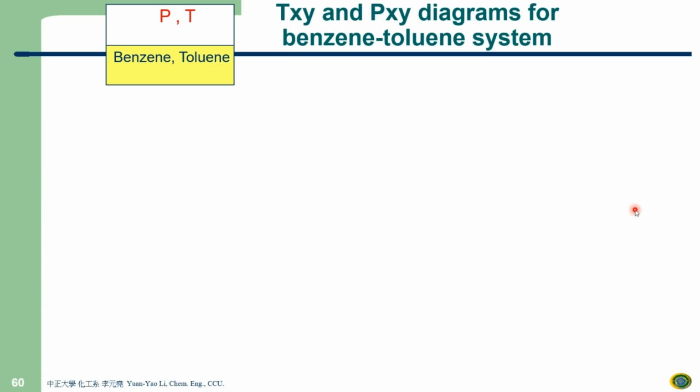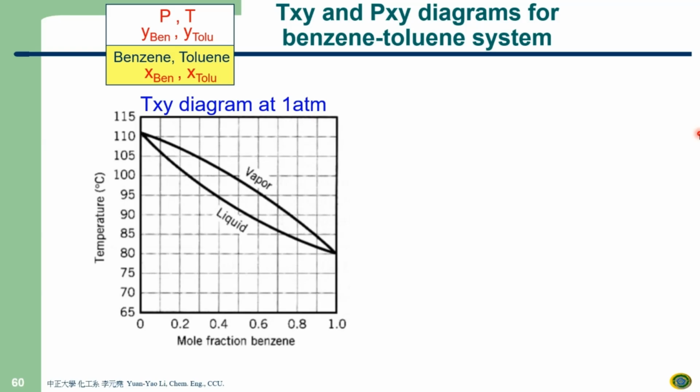This is very easy. For example, the previous example we used benzene and toluene, right? So we use benzene and toluene as an example. Here you have different pressures and different temperatures. So obviously, you understand you have different molar fractions in the liquid phase and the gas phase. So this is the TXY diagram at 1 atm, because we need to keep this diagram at a constant pressure.